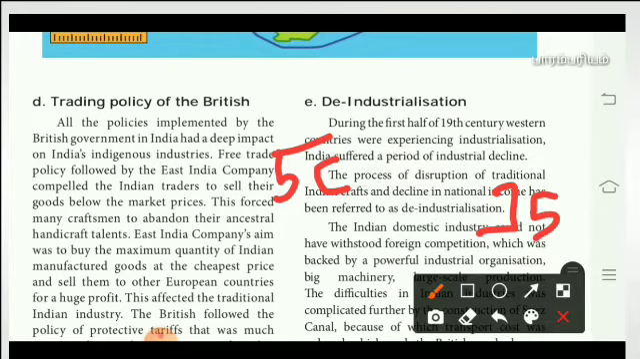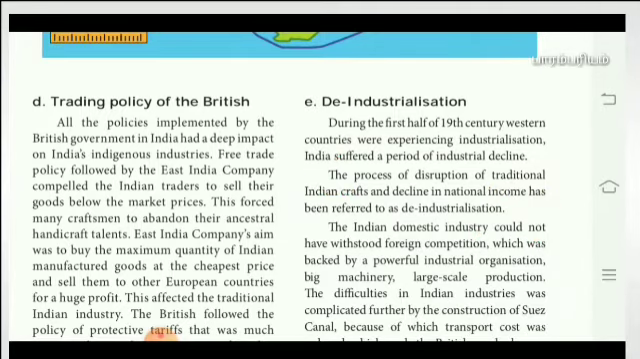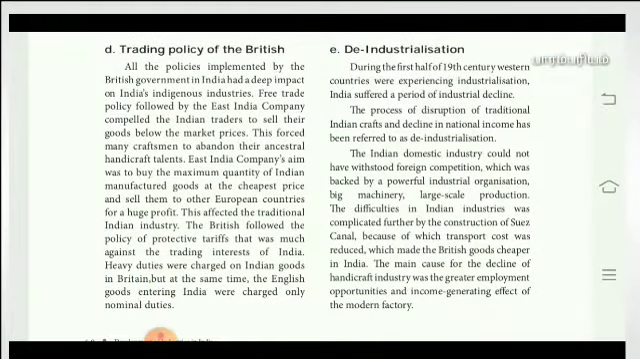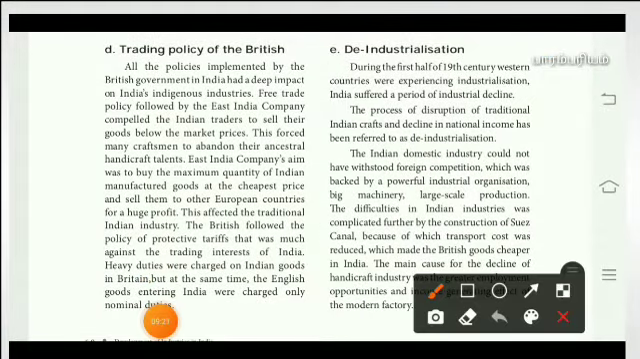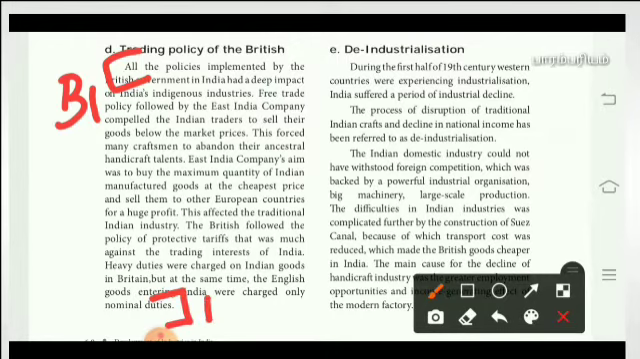Okay, students, next we pass on to the detailed answers. Answer the following in detail. Roman letter 7. First one is, how was the trading policy of the British the cause for the decline of the Indian industry? Take the same page number 60, and mark the trading policy of the British. All the policies, start from here and up to the same paragraph, insert nominal duties. Up to there, you can mark it as the first big question.